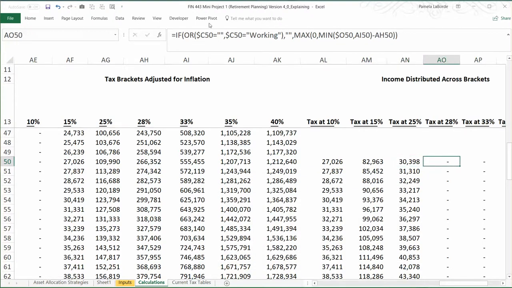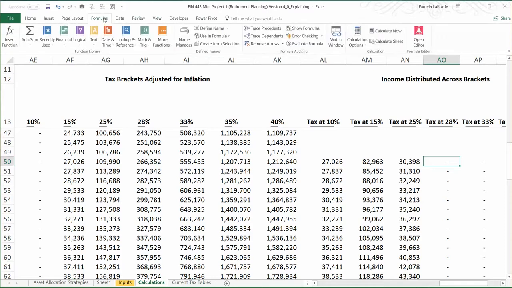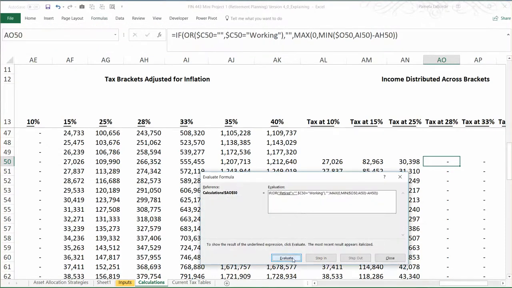Now here, I'm going to do this one so you can see what's happening. Again, I'm just going to skip the part and make it go until it gets to the max part. So here it's going to take the minimum of their 401k withdrawal or the preceding column's bracket amount, which would be 33% at row 50, 55,455. But it's going to take the minimum, which is going to be the 401k withdrawal. Then it's going to subtract the previous bracket amount of 266,352. That's actually going to give it a negative number.